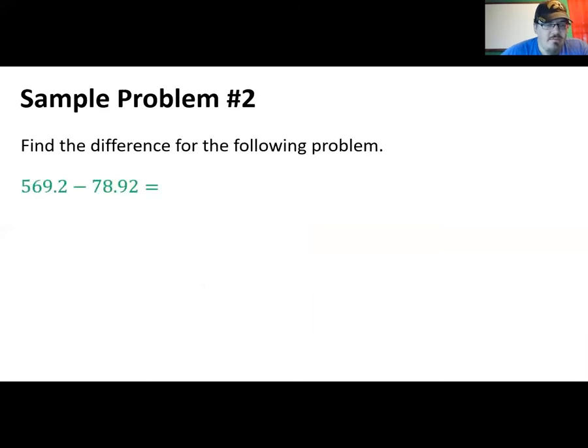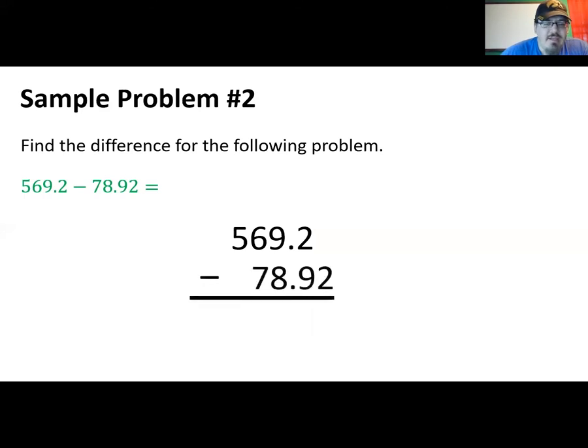All right, example problem number 2. This time we're going to do subtraction. We're going to find the difference. And like addition, the key is making sure that you line up the decimal points. So when we go to write these vertically, we'll start with 569 and 2 tenths minus 78 and 92 hundredths. Again, the decimal points line up. That's the key. The decimal point in our answer falls right in line with the other 2 decimal points. So we just put it straight down right below in our answer.